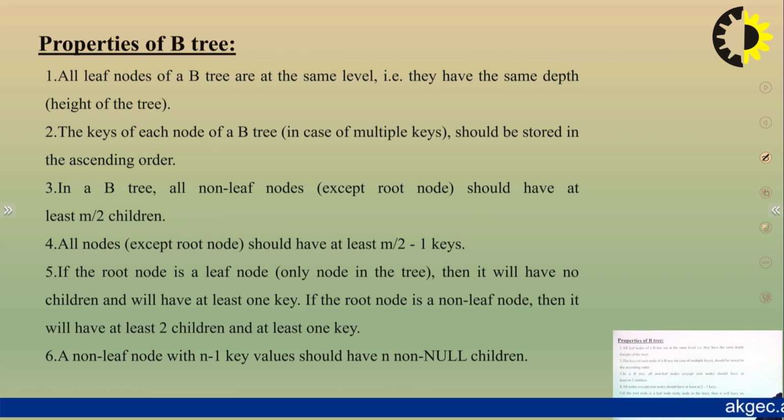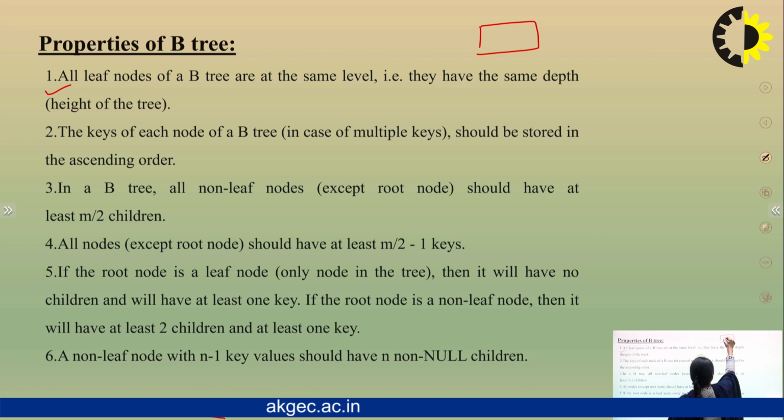Now, see the properties of B-tree. First property: all leaf nodes of a B-tree are at the same level. Means they have the same depth. Means the height of the tree is the same. I am taking one example.